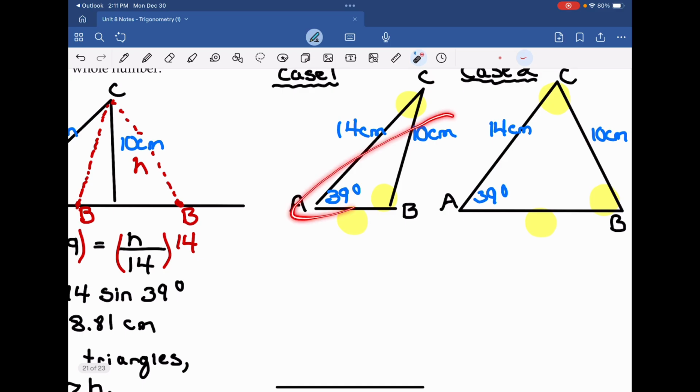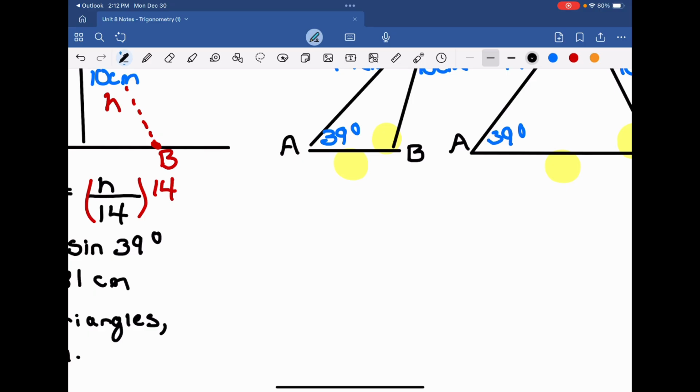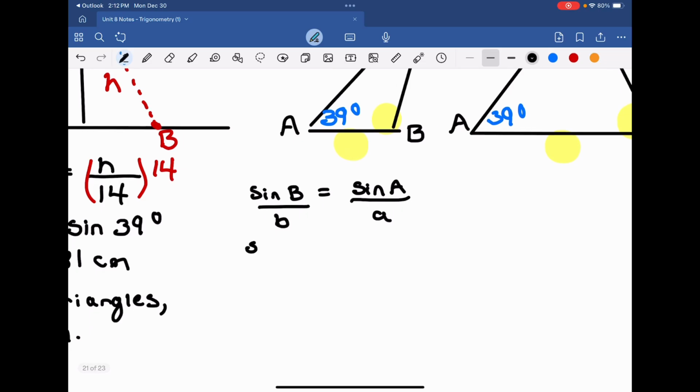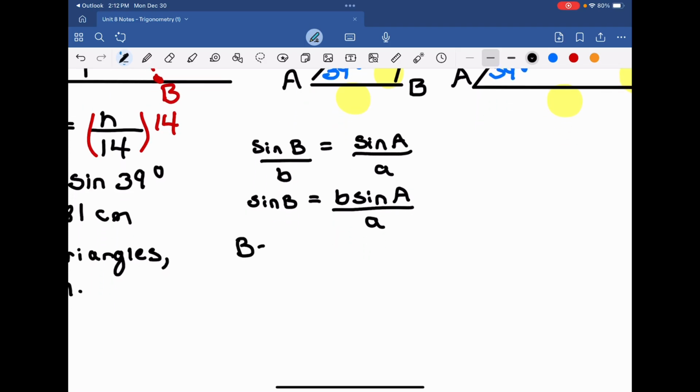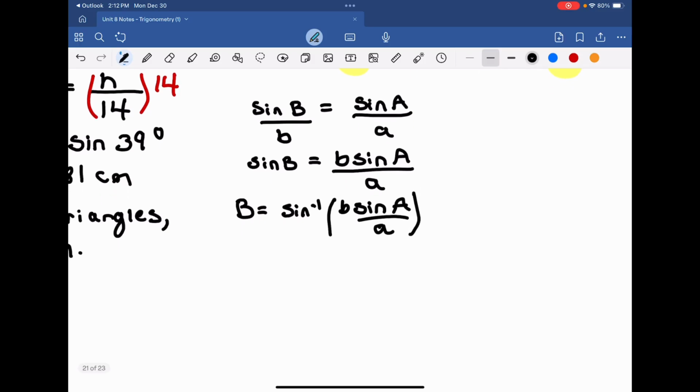And we're going to do this pairing in order to solve for B. So to do that, here's what we're going to do. We're going to write it as sine of B over B is equal to sine of A over A. Okay, now let's fill in the information we know. Sine of B, which we're trying to figure out, is equal to, we're going to multiply B up and make this sine of A times B over A. Now, we're going to inverse this. B is equal to sine inverse of B times sine A all over A. And then I'm just going to fill in the information.